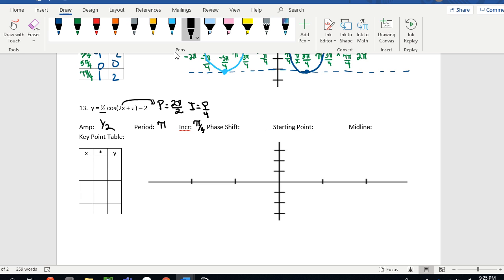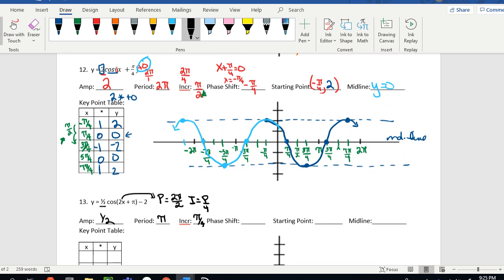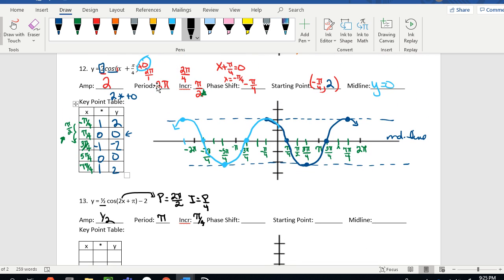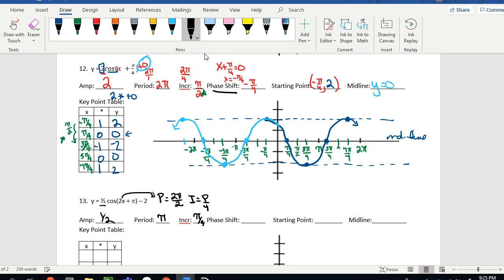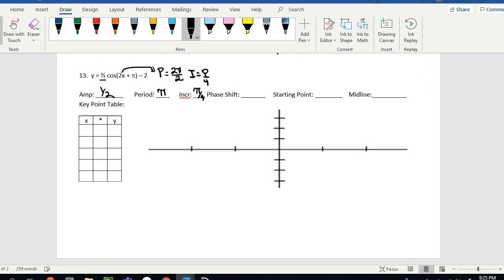And in this one, did I do the last phase shift right? Let me add one thing to this real quick. This phase shift up here should have said phase shift because it's negative pi. We should have said it's pi over 4 to the left. Quick correction. Sorry. I realized it when I was doing this one.